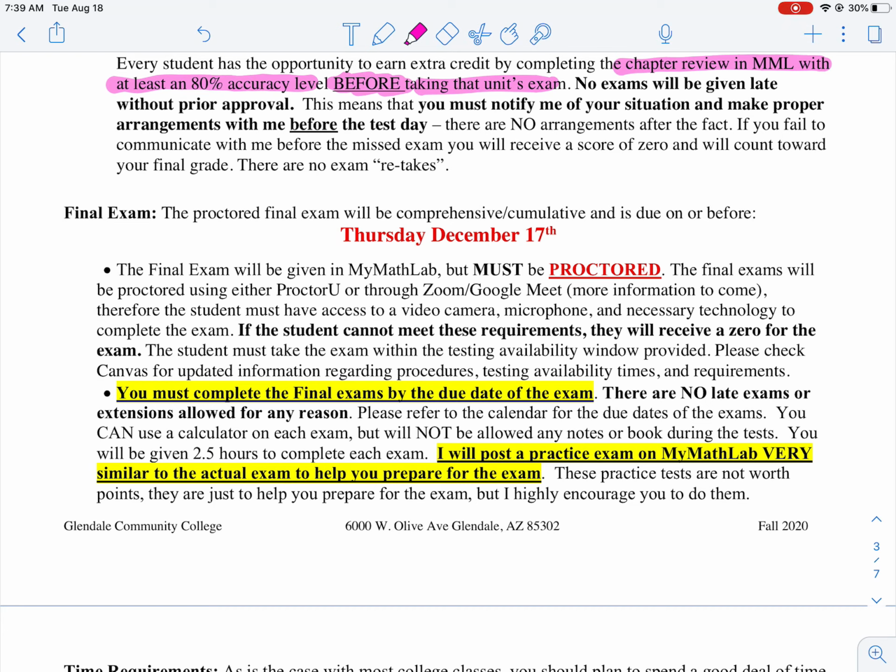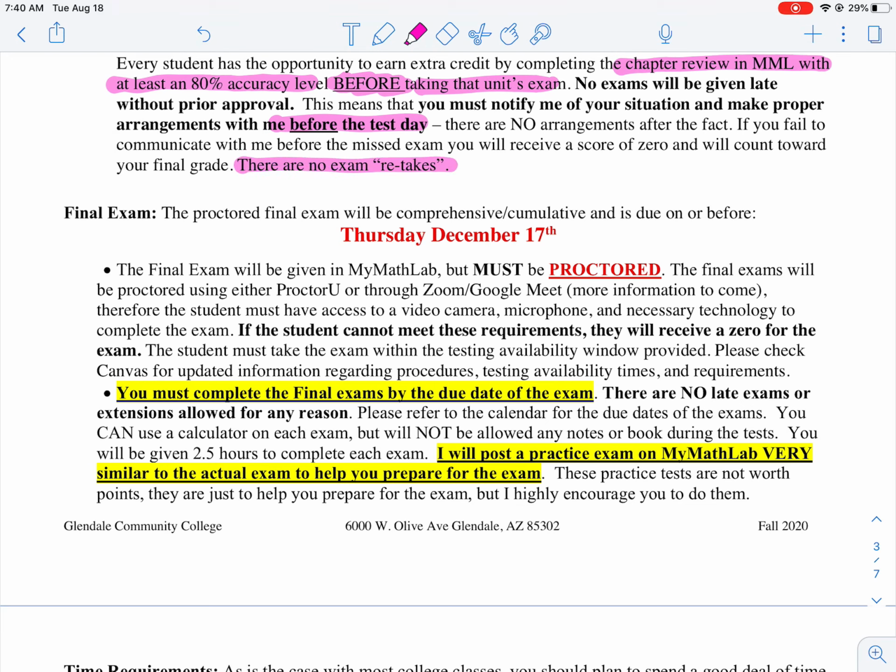No exam will be given late without prior approval. If there's some crazy circumstance where you're not able to take the exam by its due date, then you need to let me know before the day of the test. If you do not let me know before, or if it's a last minute change, then you will receive a 0 for your exam. So please make sure that if there's some sort of circumstance that you need to let me know of, that you let me know prior to the exam. You will be given a week window to take the exam, and the exam is due by Sunday at midnight for that week, okay?